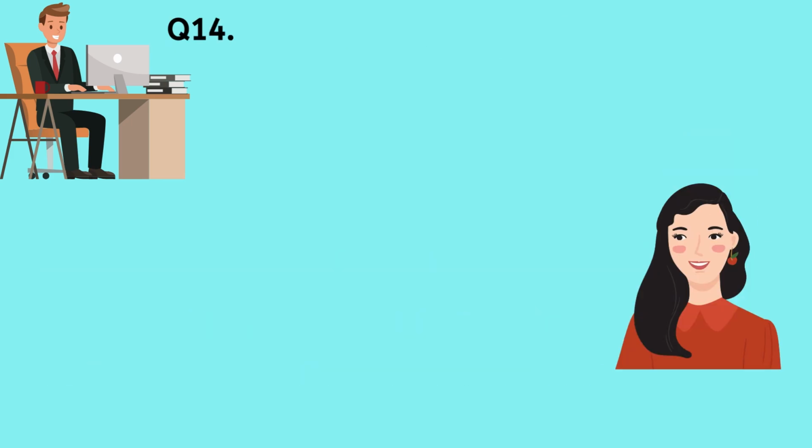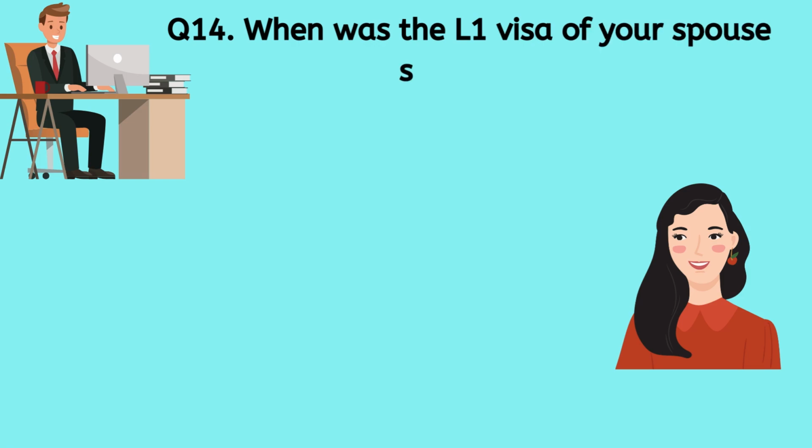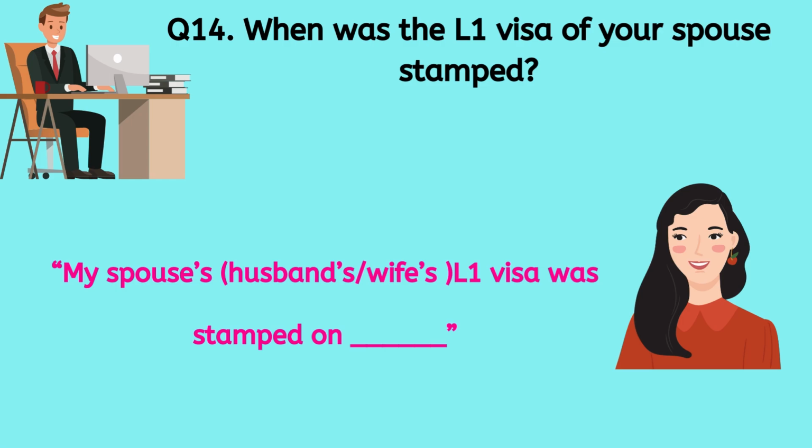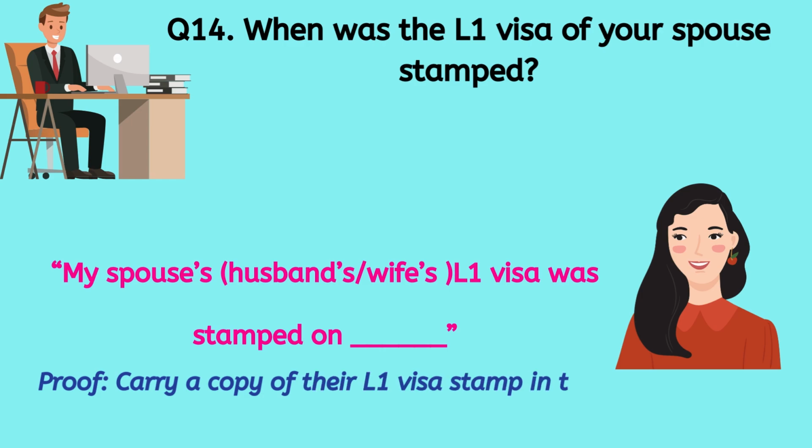So here you could say, my husband or wife works as a, whatever is their designation, in name of the company. Then they could ask you, when was the L1 visa of your spouse stamped? Now clearly mention that my husband or wife's L1 visa was stamped on whatever is the date, and please carry a copy of their L1 visa with you so that you could always show it as proof and they can counter check it in their system.